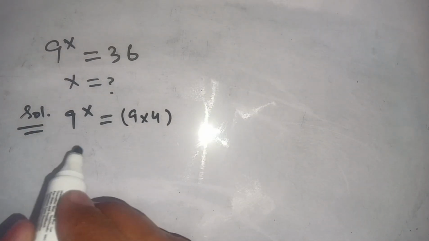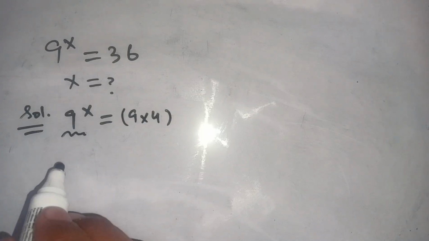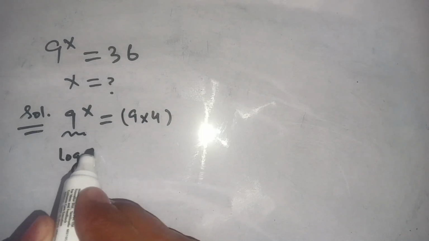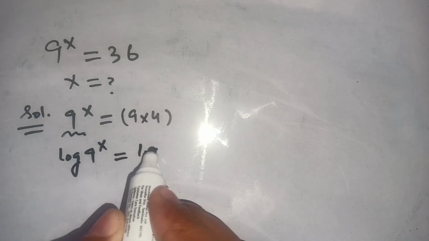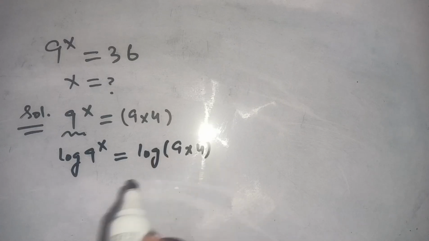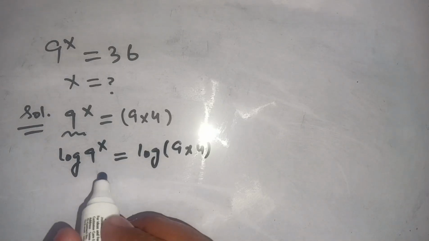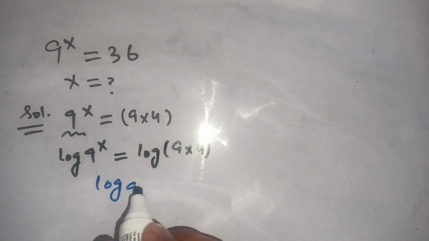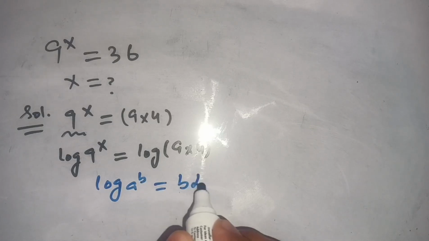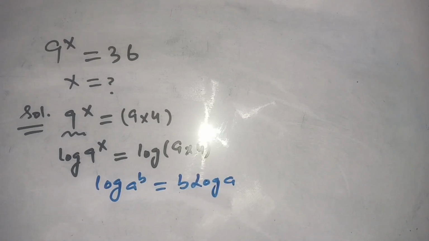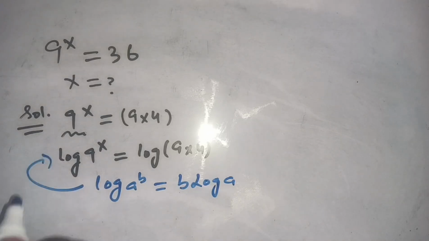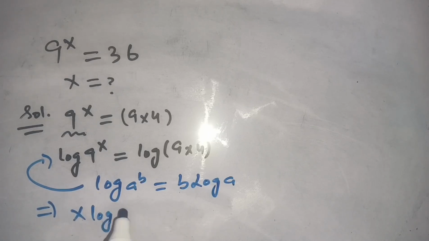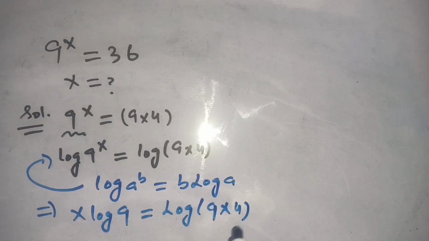Now, in the next step, we take the logarithm in order to expand it. On taking log on both sides, we get log of 9 power x is equal to log of 9 times 4, which is 36. Now, in the next step, we use the logarithm property: log of a power b is equal to b times log of a. Using this identity on the left hand side of this equation, we get x times log of 9 is equal to log of 9 times 4.